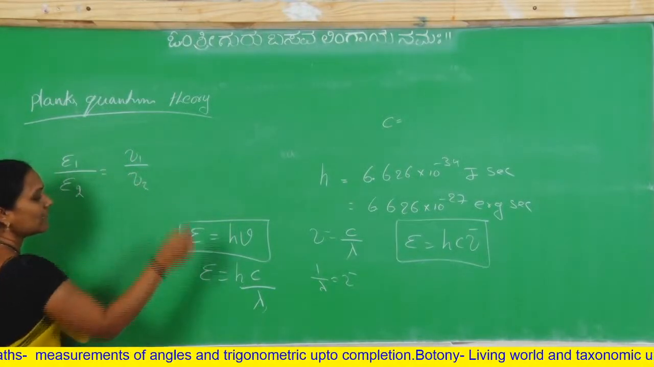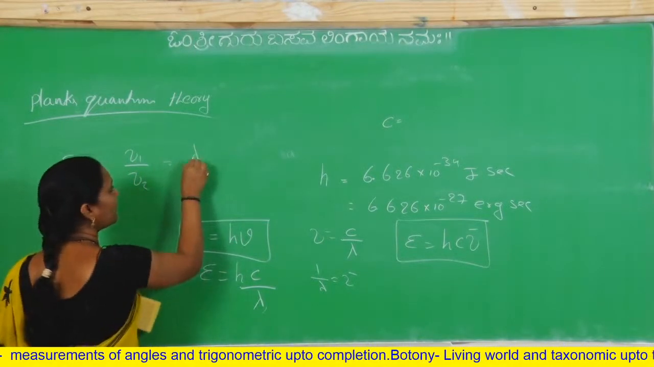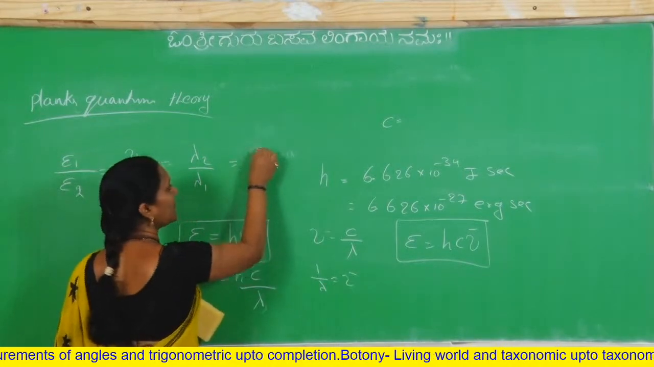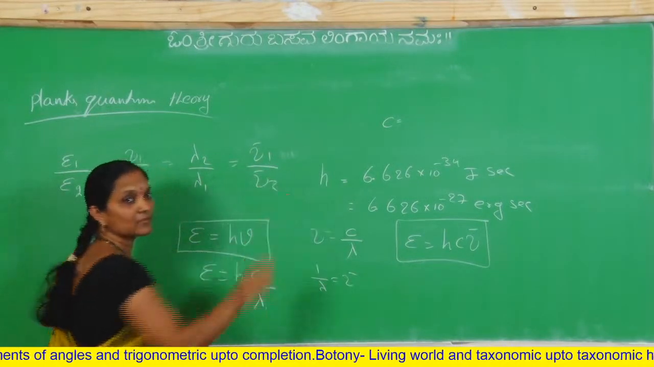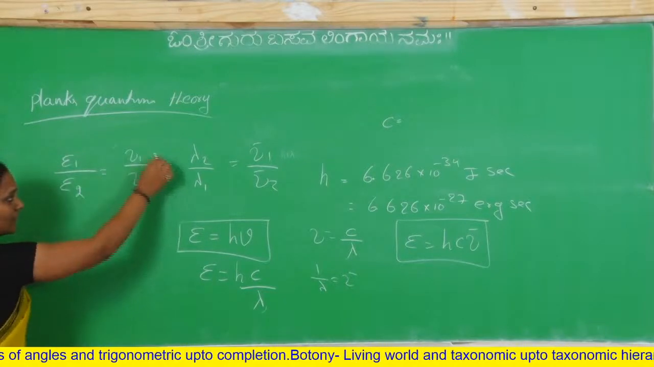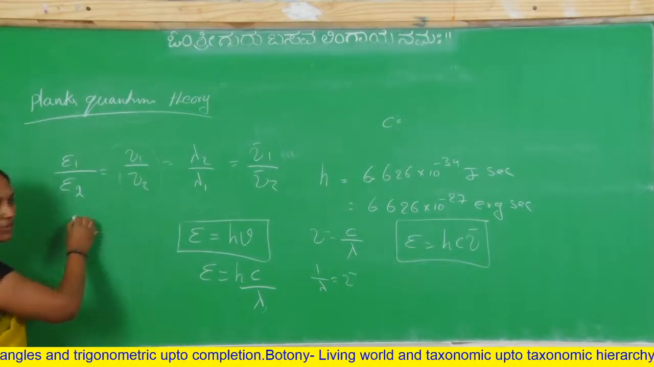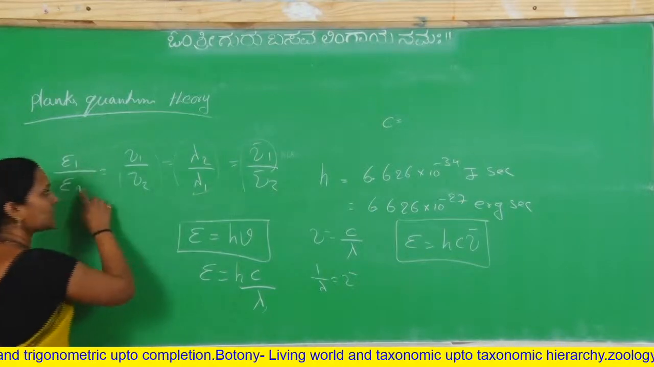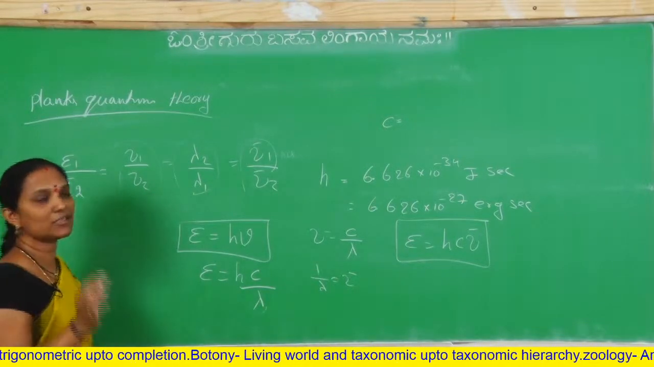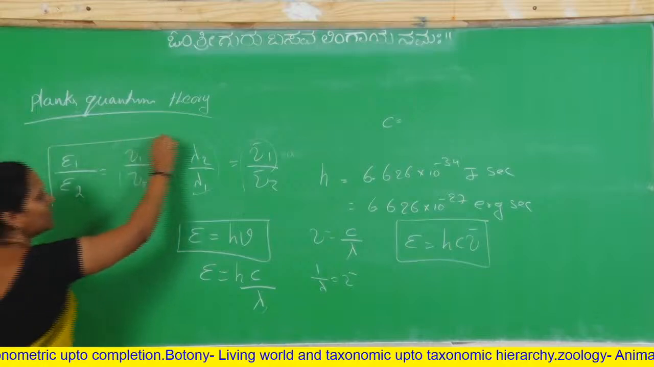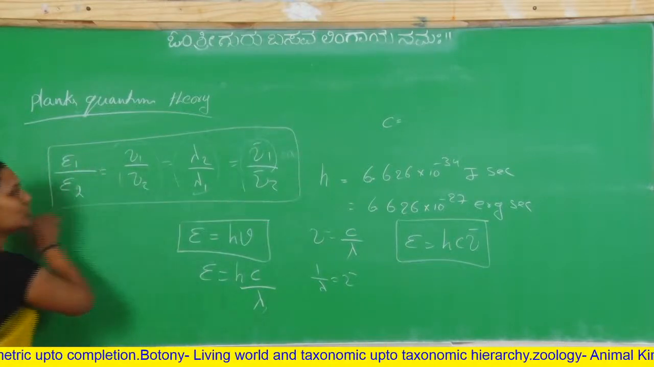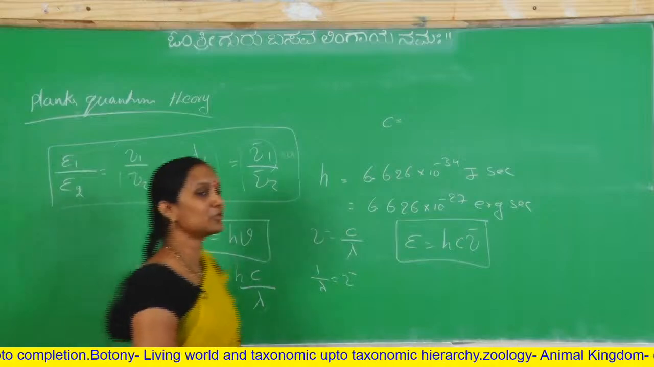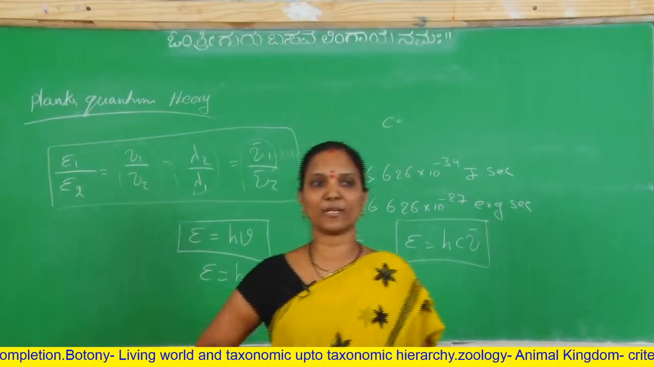Then E1 by E2 is directly proportional to nu, nothing but nu 1 by nu 2, inversely proportional to lambda, lambda 2 by lambda 1, directly proportional to nu bar 1 by nu bar 2. Here they will give any two of these, and calculate this ratio. So what is the relation? E1 by E2 is equal to nu 1 by nu 2 is equal to lambda 2 by lambda 1 is equal to nu bar 1 by nu bar 2.